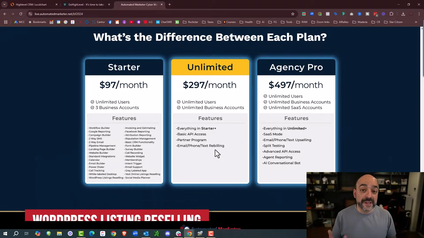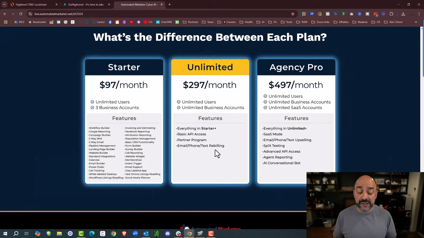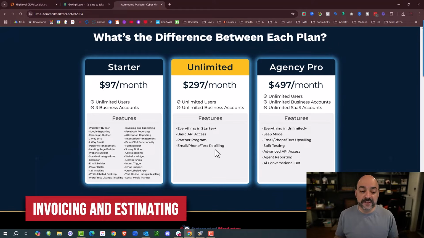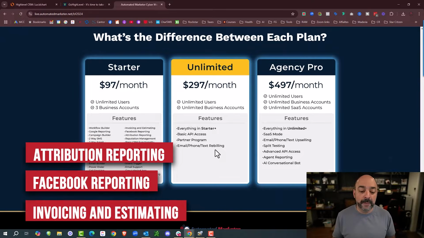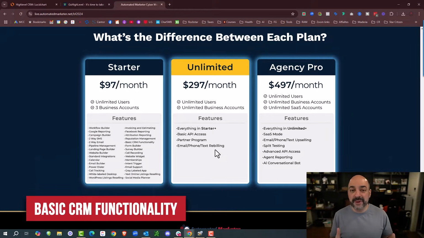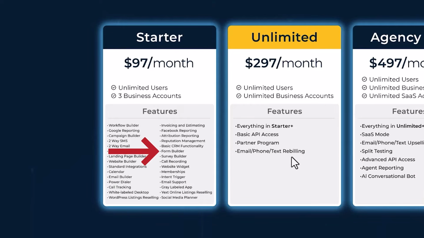You have the ability of reselling items depending on what level plan you're on. You have WordPress integration, and you can actually build your WordPress directly inside of HighLevel. You have invoicing and estimate, Facebook reporting, attribution to reporting to find out where your leads are coming from, basic CRM functionality, meaning being able to track different things and your customer journey altogether, form builders, survey builders.